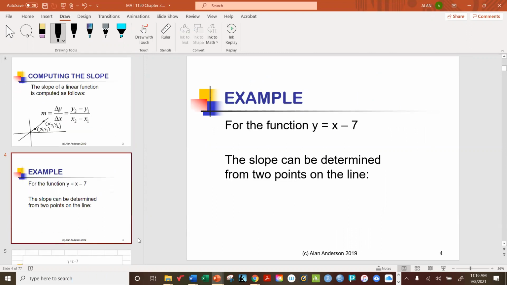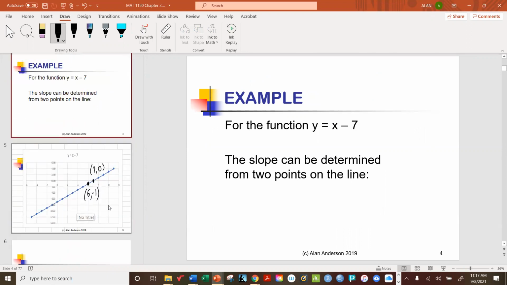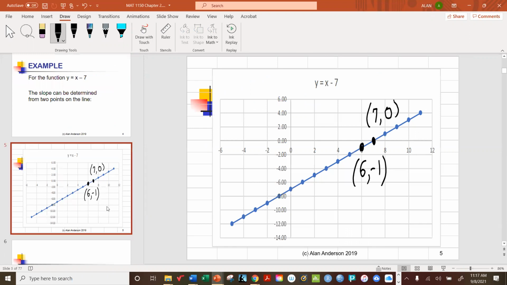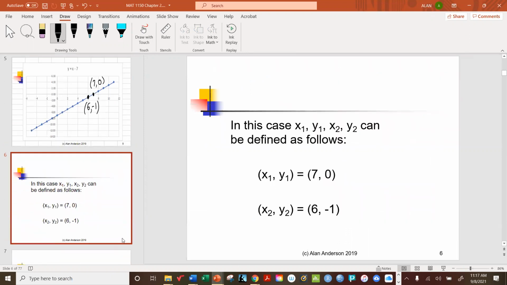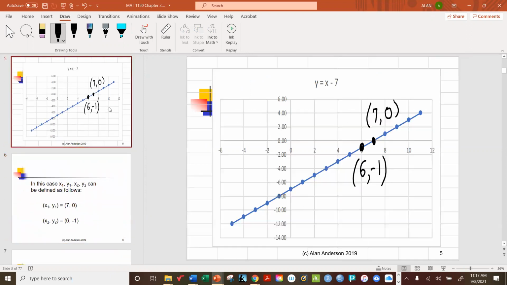Okay. So here's a good one. What's the slope? Well, in this graph, and this is Excel, so it looks a little clunky, I picked 2 points, 7, 0, and 6, -1. So we can think of these as x1, y1, x2, y2. And watch how easy this is.